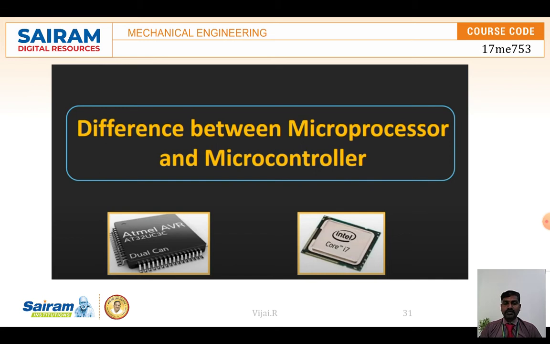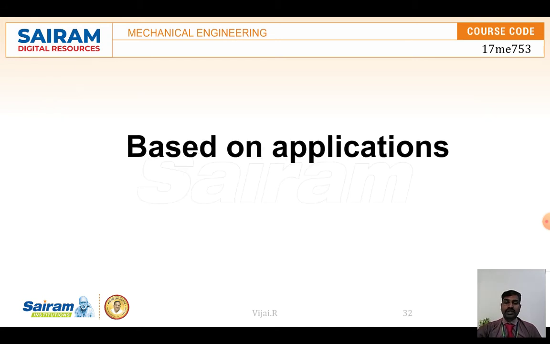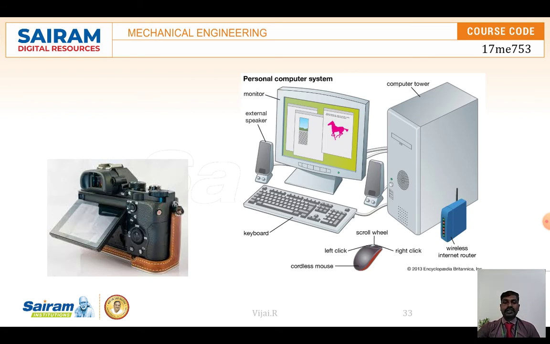So the microprocessor and the microcontroller have different applications. Let me see, one by one, how they differ based on applications. In this figure we can see computers and an automatic camera. The main function of the automatic camera is to capture the picture in a quality manner and show the picture. But we cannot do any animations or write-ups in the camera. It is only for the particular function, just to capture the photo.